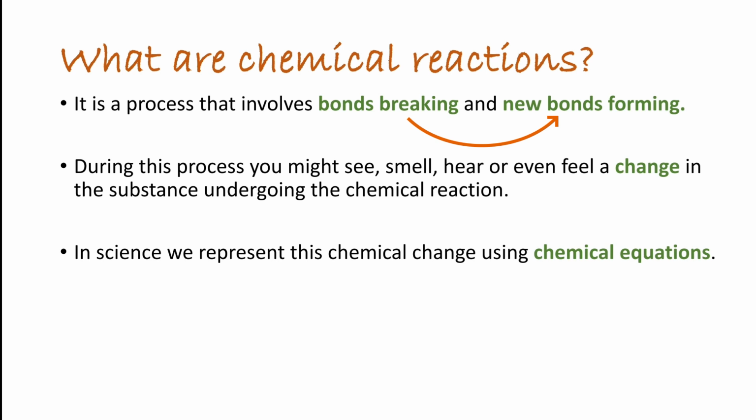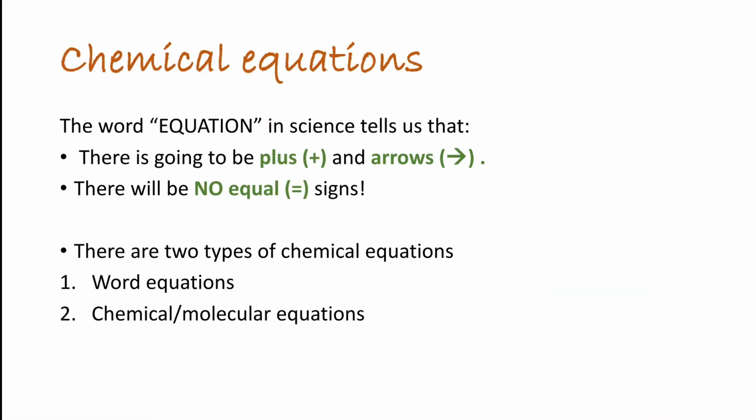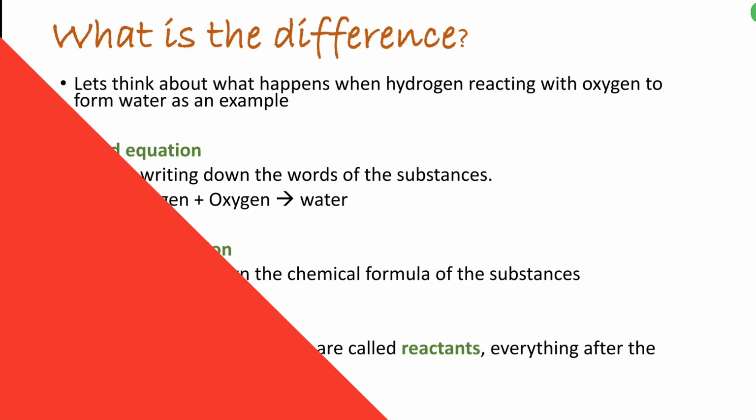We can represent this change in chemical structure on paper using chemical equations. As soon as you see the word equation in science, you need to be thinking about plus and arrows. It is a cardinal sin to be using equal signs, and it will cost you marks in your assessments. The arrow means to form. There are two types of chemical equations: word equations and molecular equations.